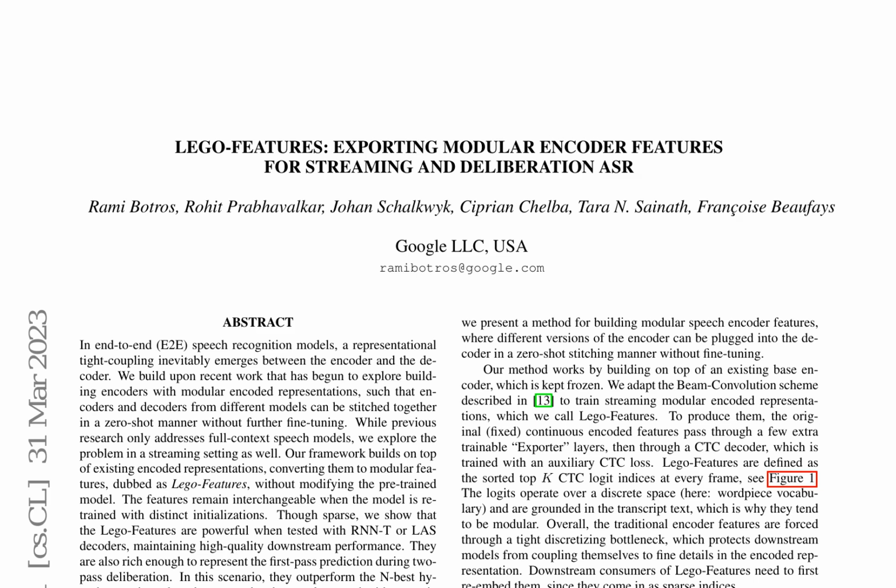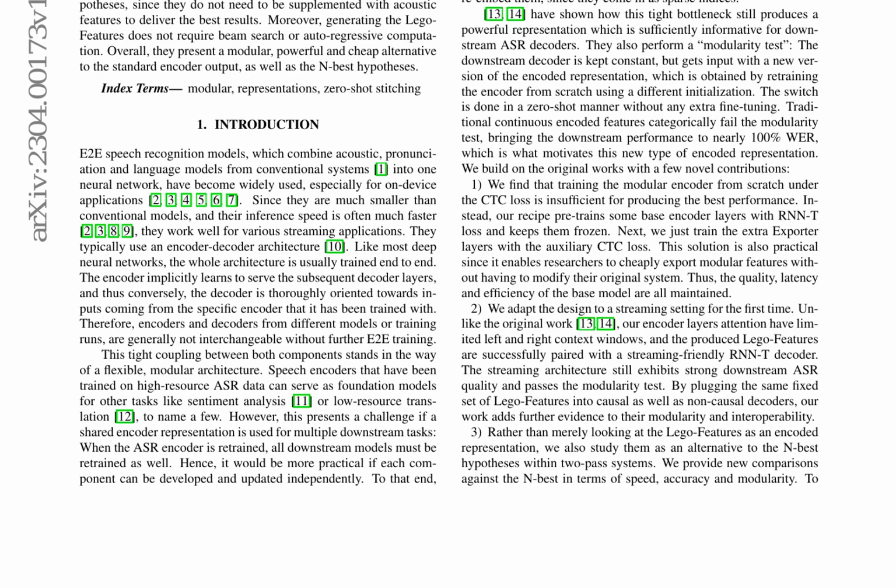A key finding is that training the modular encoder from scratch under the CTC loss is insufficient for optimal performance. Instead, pre-training base encoder layers with RNN transducer (RNN-T) loss and keeping them frozen, followed by training extra exporter layers with auxiliary CTC loss, maintains the quality, latency, and efficiency of the base model.